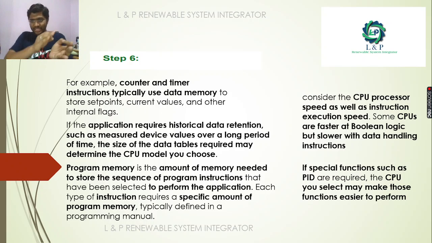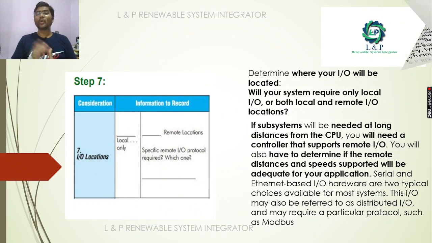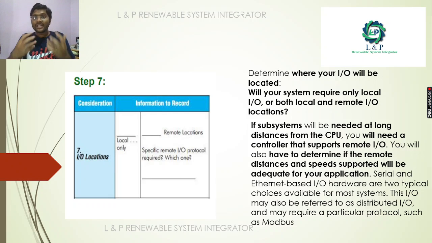So we need to, considering all these things, choose our CPU. Next is the IO locations, because the controller location we can fix, but the field devices, all the output devices and input devices, we need to connect with the field. So it is not sure that they will be located in a single ideal place. For that, make sure where your input devices are located, where your output devices are located, where the field is, and how long it is.